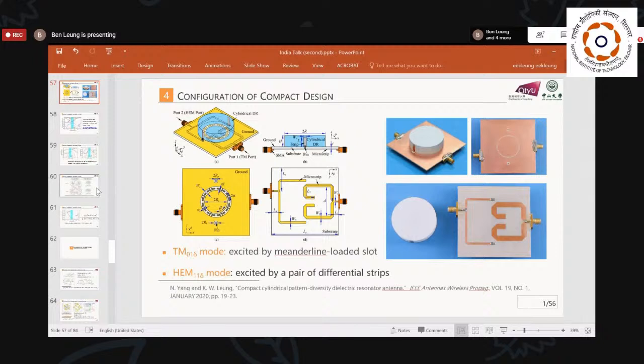Now for ultra-wideband, you need to combine many different modes of the DRA. And also you will need to include the monopole mode. So it is not a single formula that can give the frequency, because it will involve many different modes.